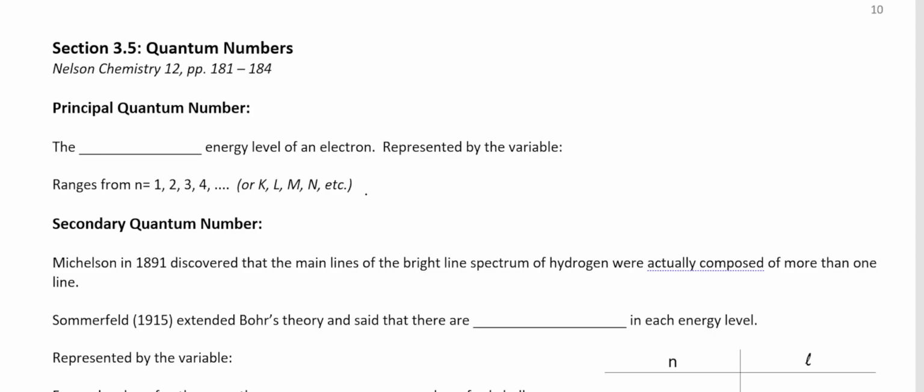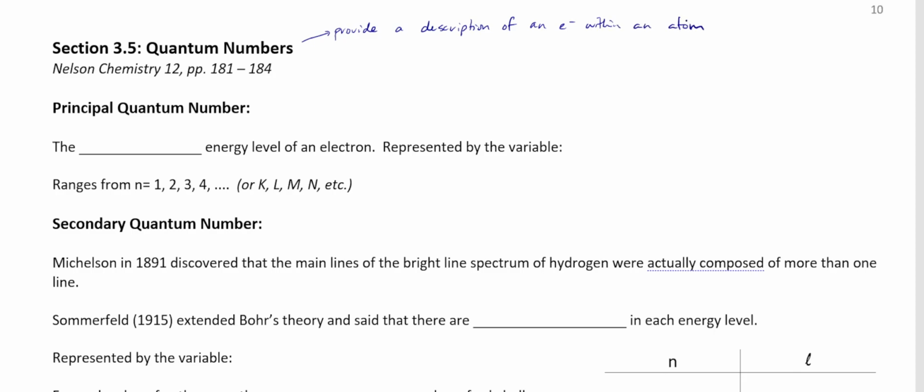In this lesson, we're going to look at quantum numbers. Essentially, what quantum numbers do is they provide a description of an electron within an atom. So we'll write that over here. Provide a description of an electron within an atom.